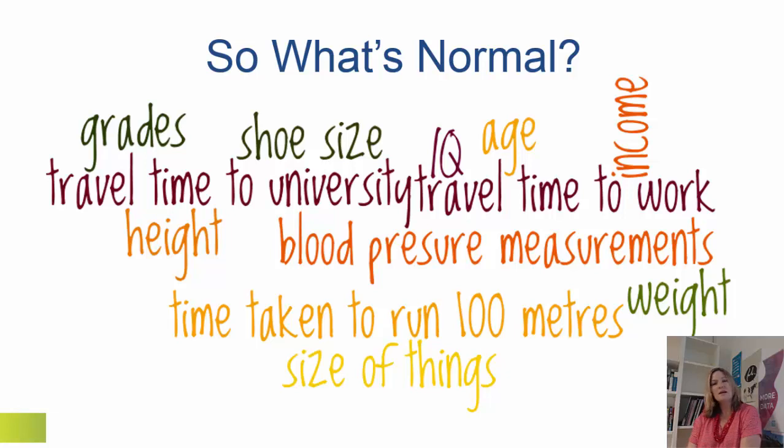When you think about these things, think about that shape of the normal distribution. So for IQ, for example, the average IQ is 100. So most people's IQ is around that 100 mark, and fewer people are in the tails, being very low IQ or very high IQ.